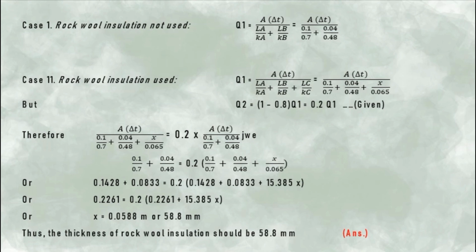Or 0.2261 equals 0.2 multiplied by 0.2261 plus 15.385x. I used shift solve, and we have 0.0588 meter or 58.8 millimeter. Thus, the thickness of rock wall insulation should be 58.8 millimeter.